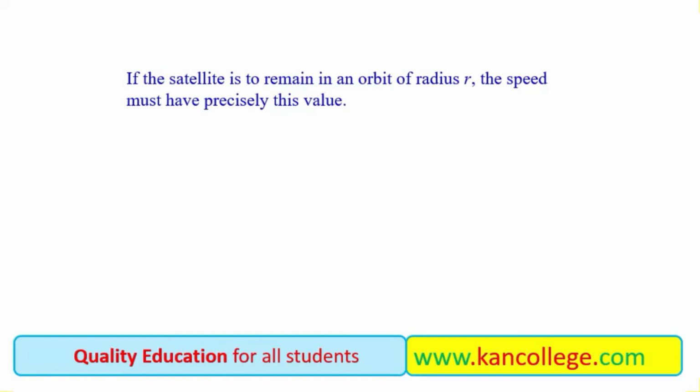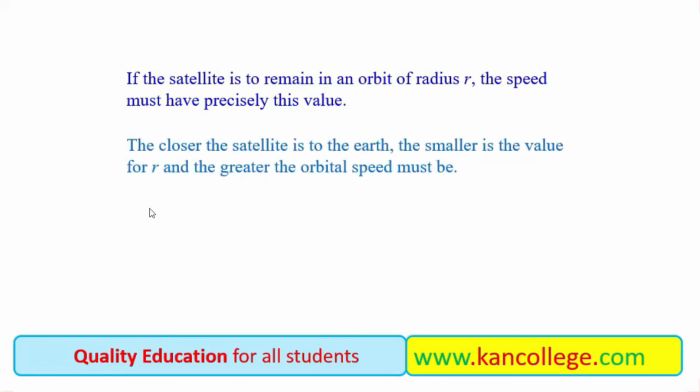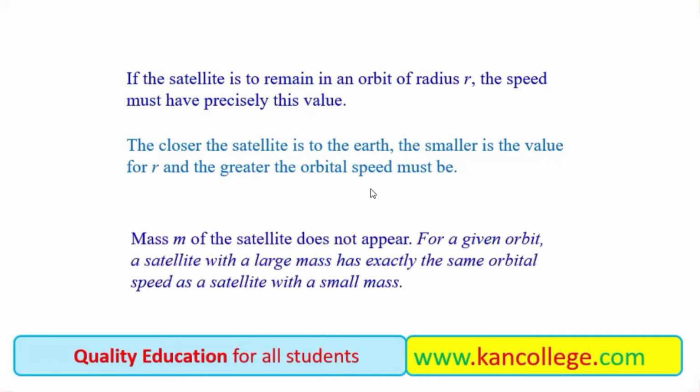If the satellite is to remain in an orbit of radius r, the speed must have precisely this value. The closer the satellite is to the Earth, the smaller is the value of r and the greater is the orbital speed that must be. The mass m of the satellite does not appear for a given orbit. A satellite with a large mass has exactly the same orbital speed as a satellite with a small mass. So these are the important points to remember in the discussion of satellite motion.